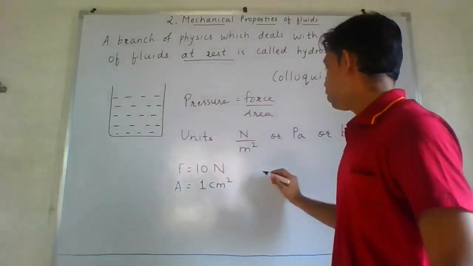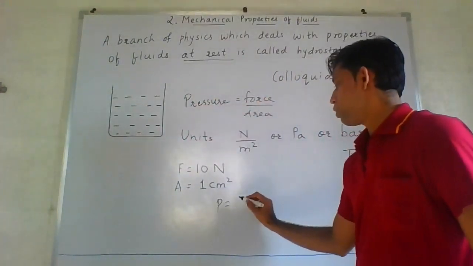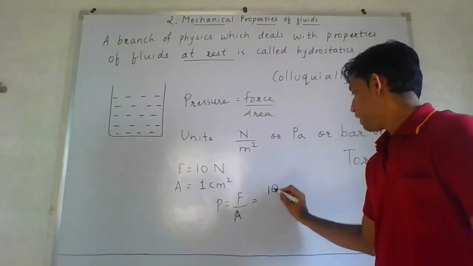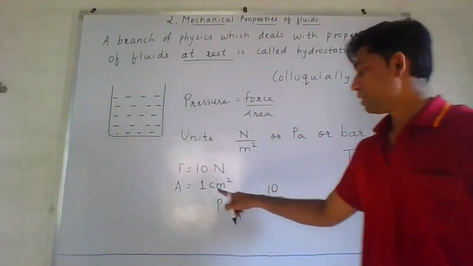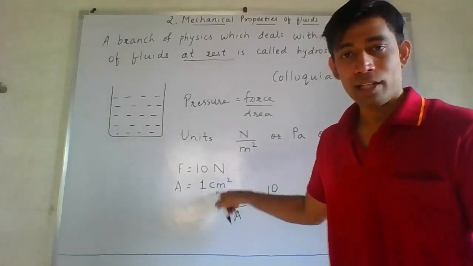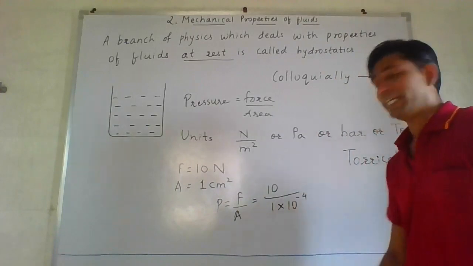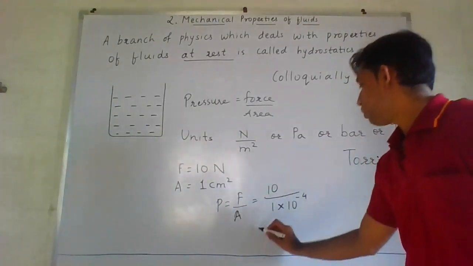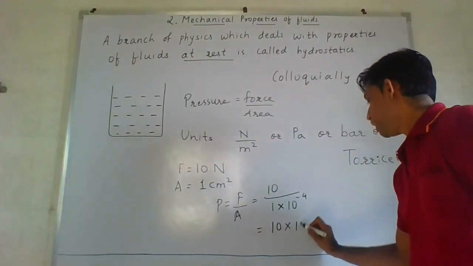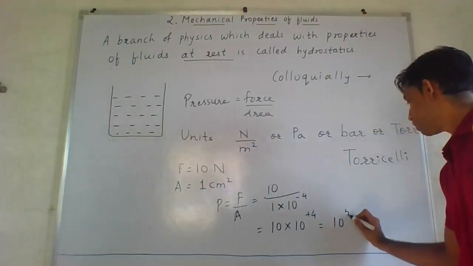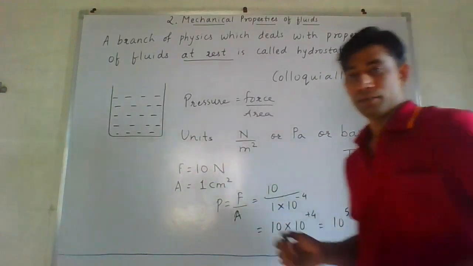Okay. So we know the formula for pressure. Pressure is equal to force upon area, which will be written as 10 divided by 1. But this is in centimeter square, so I need to convert it into meter square. This will become 10 raised to minus 4. So this will become 10 into 10 raised to plus 4. And this will give you 10 raised to 5 Pascal.